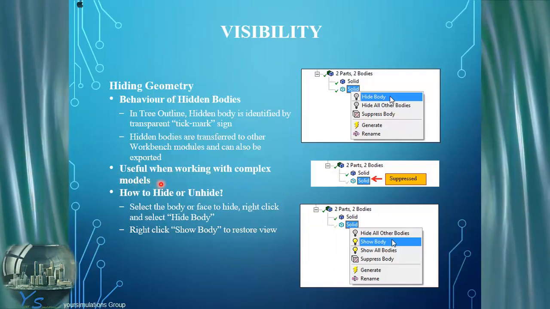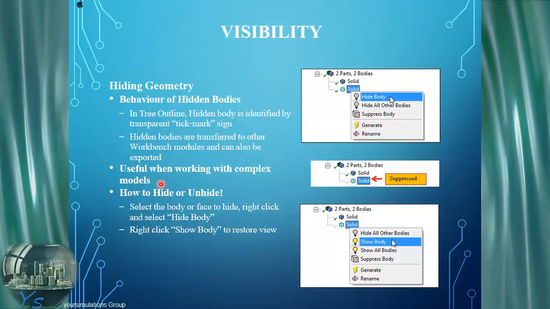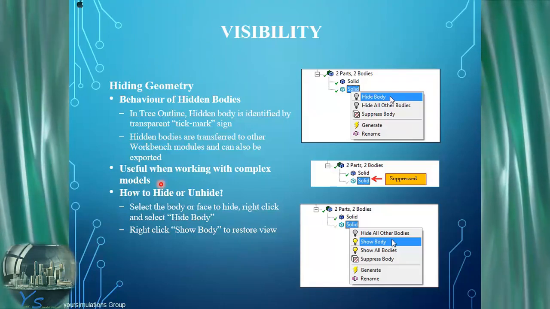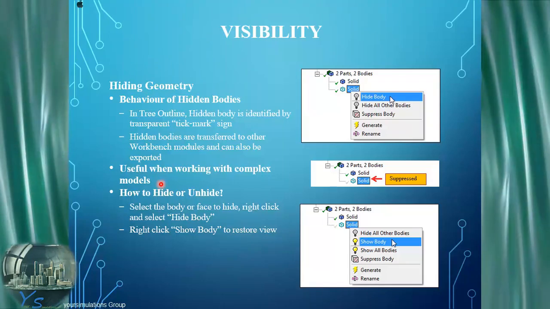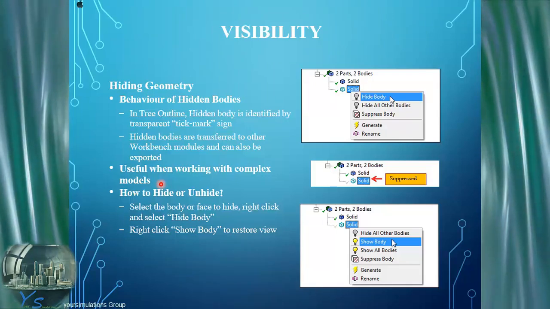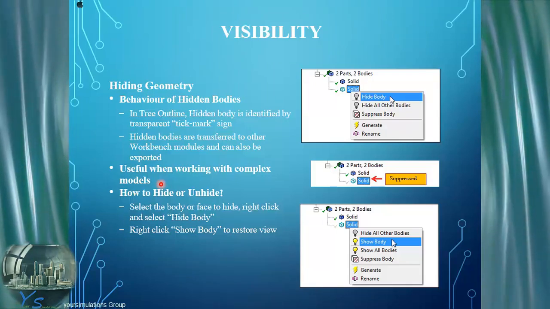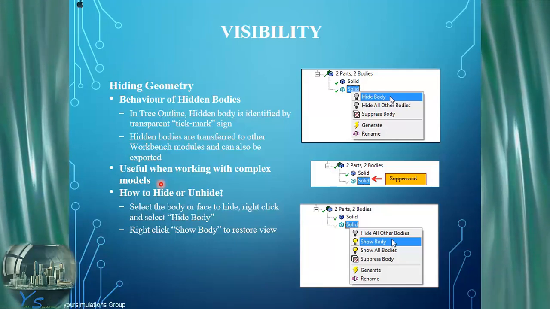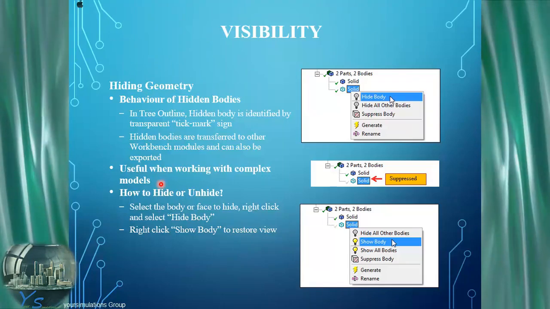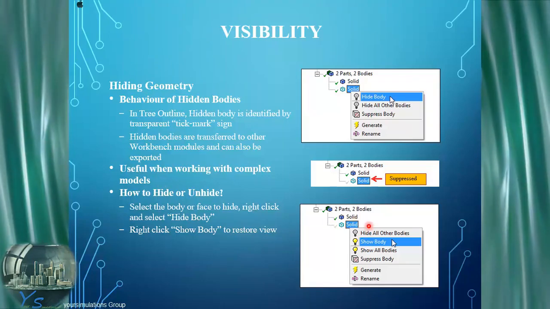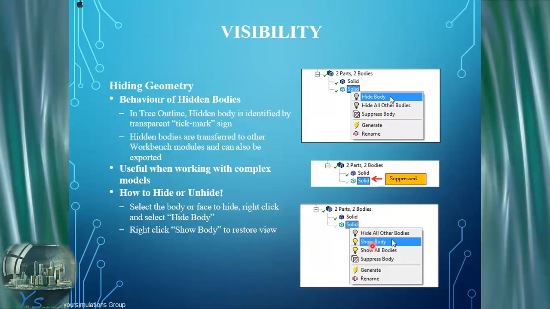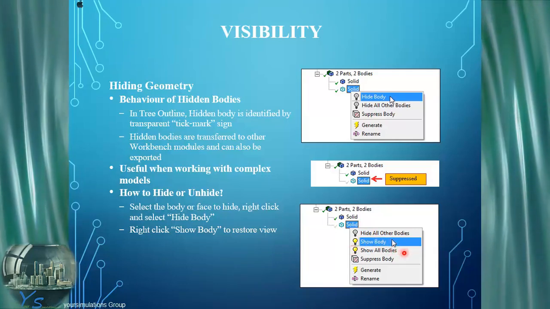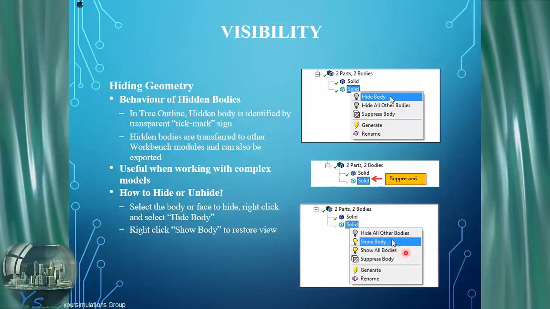This is a useful tool when you're working with complex models. If you have hundreds or thousands of parts or bodies, hiding bodies or groups of bodies allows you to more easily understand how parts interact with each other or how bodies sit with each other, so you can more easily understand the geometry in question. And similarly to the suppression options, with the right mouse button context menu on the particular body of interest, you have options for hiding all other bodies, Show Body to bring it back, and Show All Bodies if multiple bodies have been hidden.